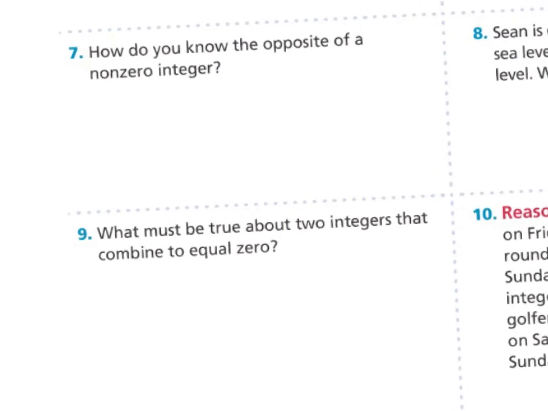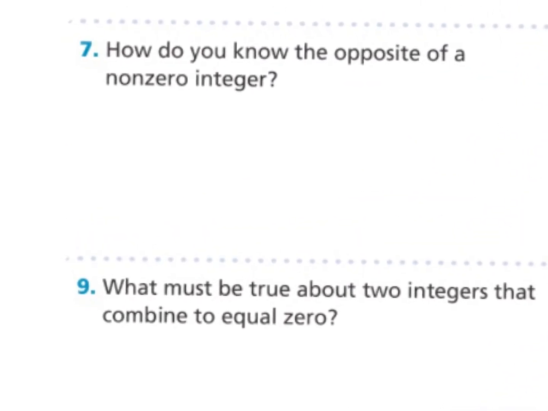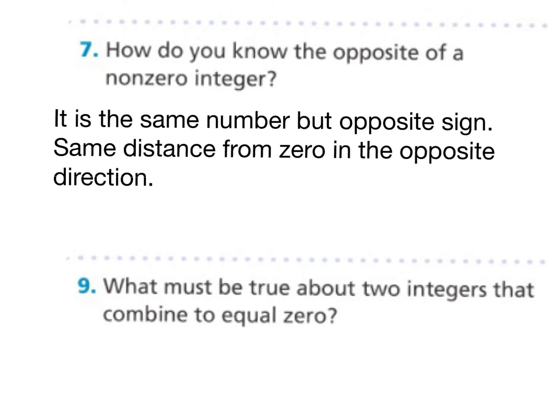Number 7, how do you know the opposite of a non-zero integer? So there are different ways of explaining this. One way we could say is that basically we've got the same number part but the opposite sign. So in other words, if it's a positive number, the opposite is going to be negative. If it's a negative number, the opposite is going to be positive. Another thing we could say is it's the same distance from 0 in the opposite direction.